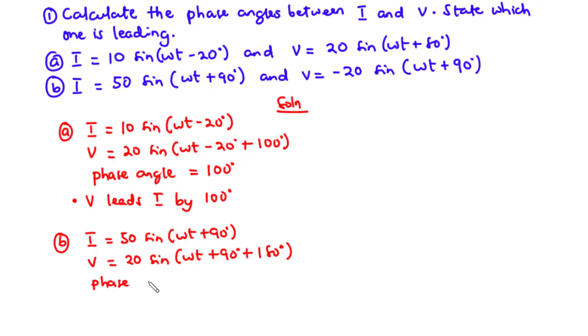So the phase angle is 180 degrees. And since the value is positive, then it means that V leads I by 180 degrees. Now let's move on as we solve more examples.